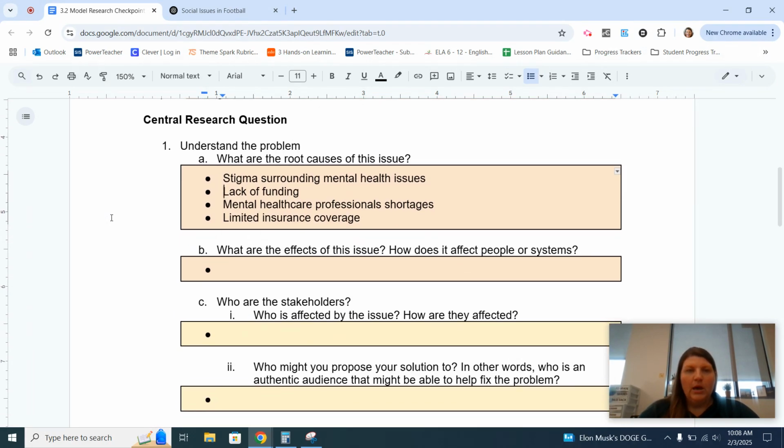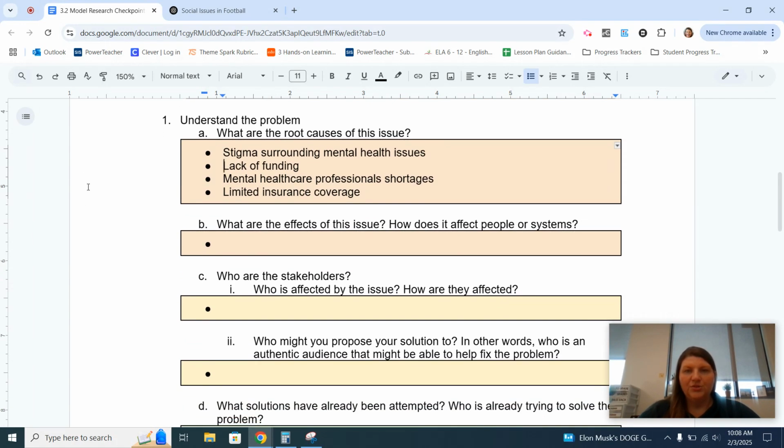A lack of funding for mental health issues versus physical health issues, especially as far as research goes. Mental health care professional shortages. So an issue that we have come into contact with is how long it's taking my child to be seen by a doctor in the mental health care field. Whereas if I was trying to make an appointment with their pediatrician, I could get an appointment that day or the next day. Even with a specialist, it doesn't take that long to be seen by a physical healthcare provider, but there's a shortage of professionals in the mental health field, and so it's taking longer for them to be seen. And then limited insurance coverage.